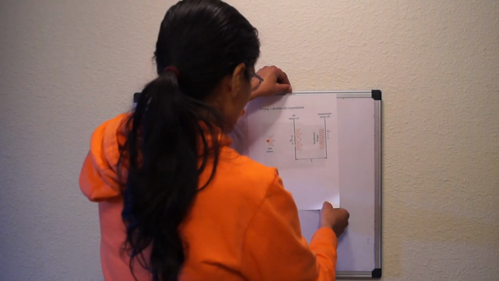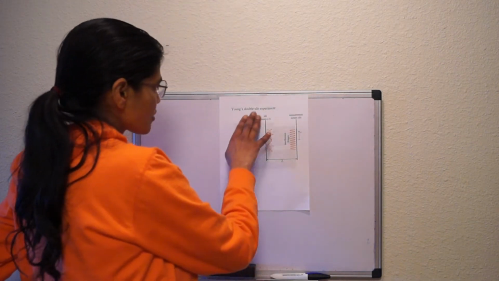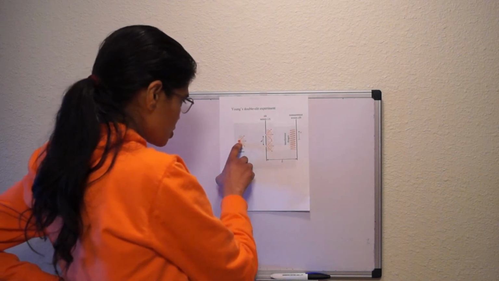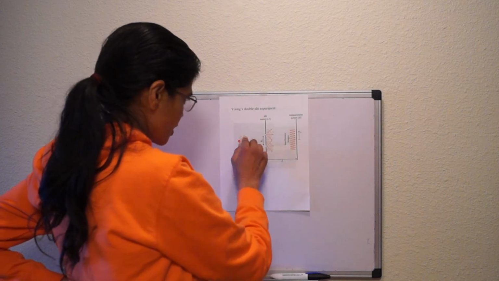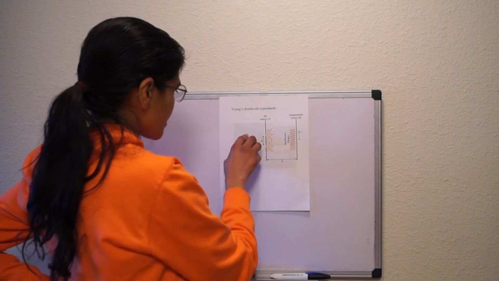Okay, so I have a diagram here. So here is Young's double slit experiment. Here is a light source, this is the source, and then you see this is spreading, right? There are just these arrows so that they spread that way, right? Not just that way, every way.